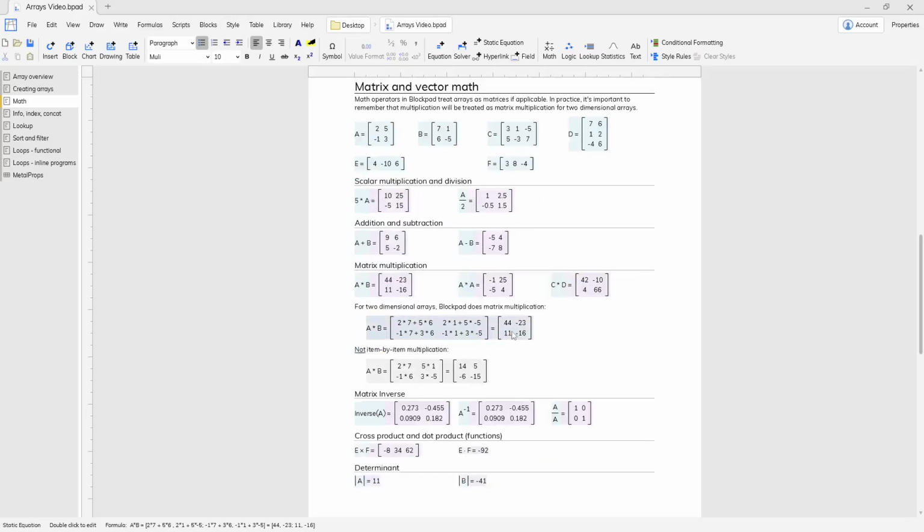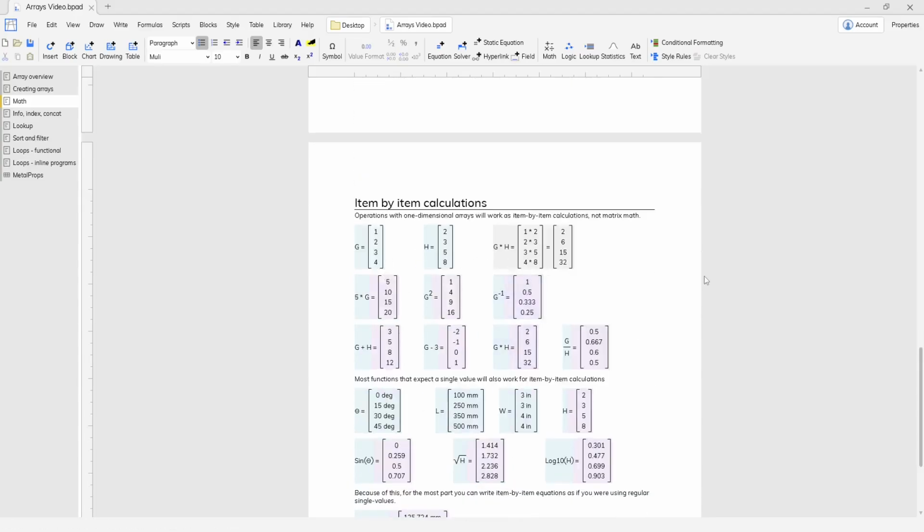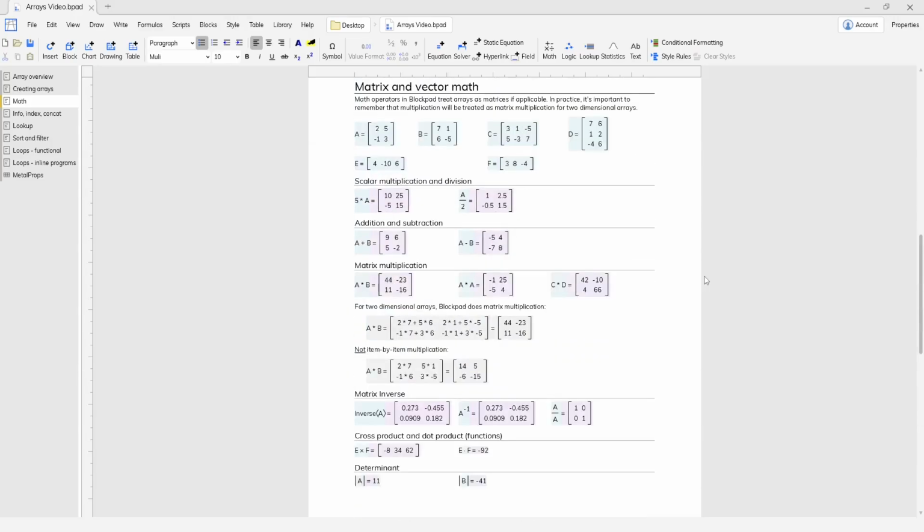So I have this down here just kind of to point out A times B with these two-dimensional arrays. Blockpad's doing matrix multiplication on that and not item by item multiplication. So with multiplication, division, exponents, that kind of stuff, that's really just what you need to know. Now, if you want item by item multiplication, that is possible. You're just going to have to use single dimensional arrays that are in the same direction like this.